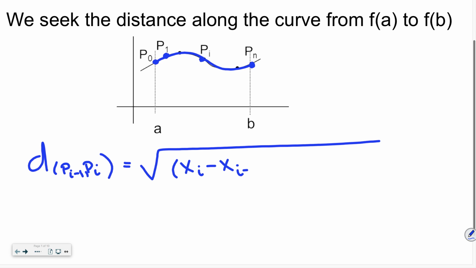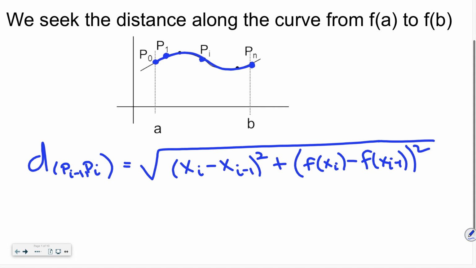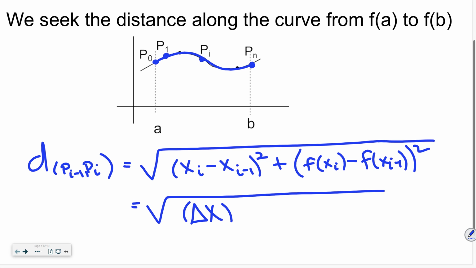x minus x squared, plus y minus y squared. Okay. What is a calculus way to describe x minus x? In more of a physics way, I'm going to put change in x squared. And how could we describe this? dx plus dy.